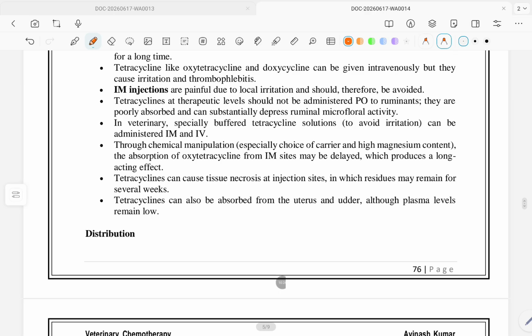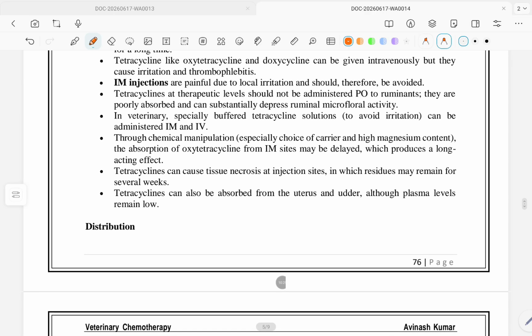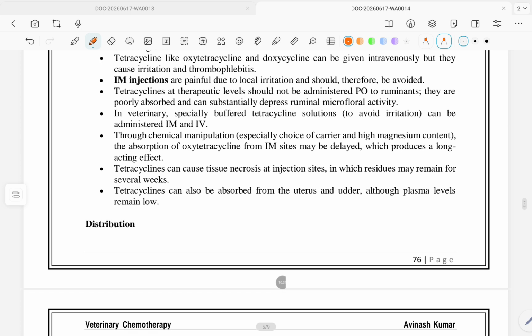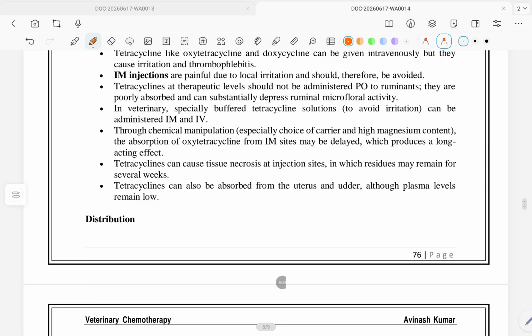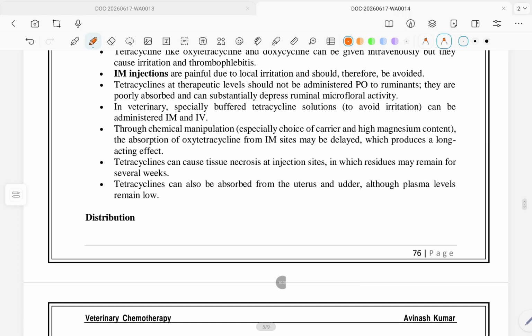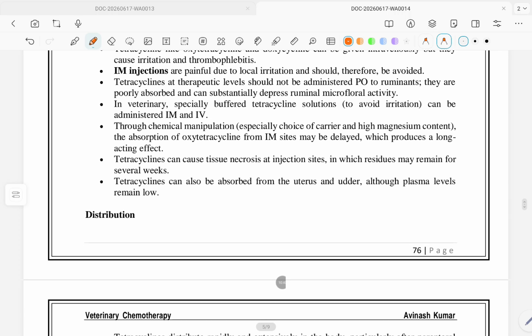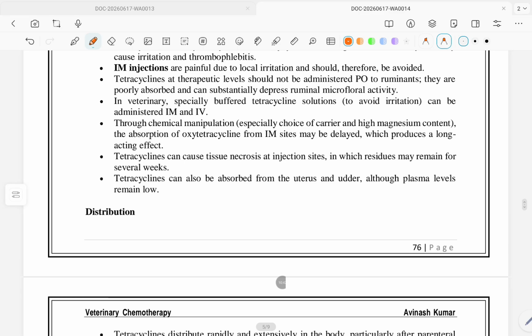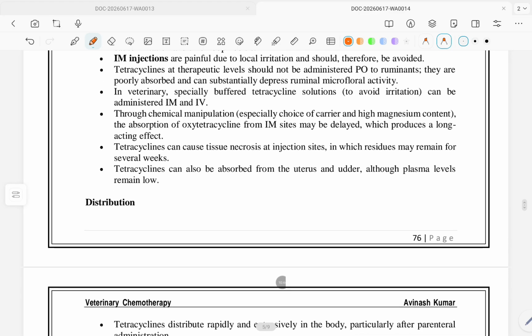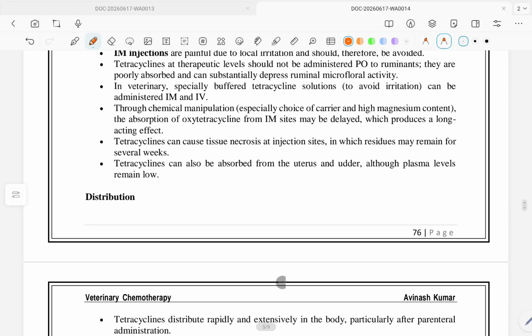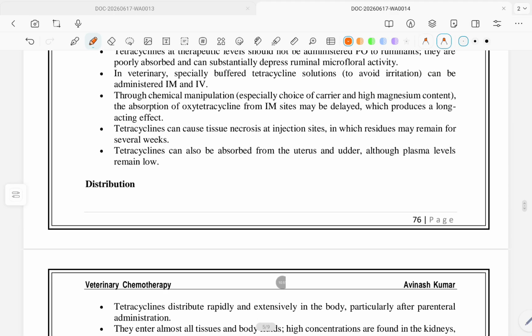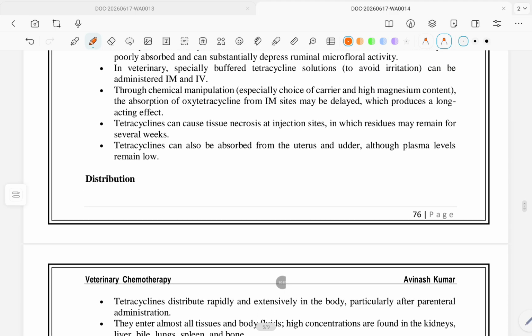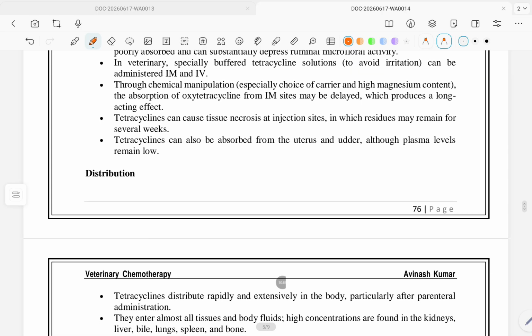Tetracyclines at therapeutic levels should not be administered PO to ruminants. They are poorly absorbed and can substantially depress ruminal microfloral activity. In veterinary medicine, special buffered tetracycline solutions to avoid irritation can be administered IM and IV through chemical manipulation, especially choice of carrier and high magnesium content.